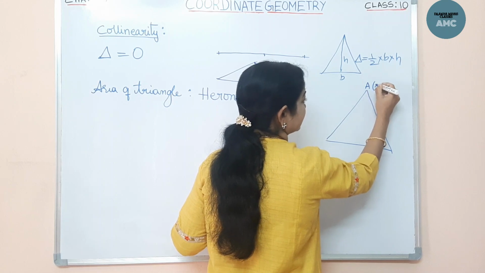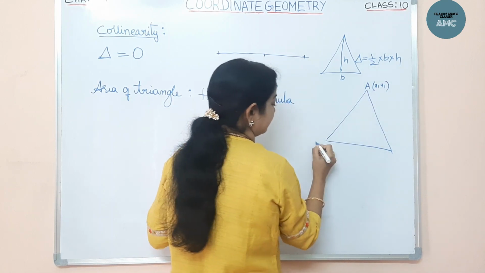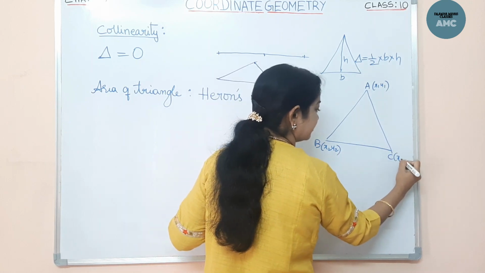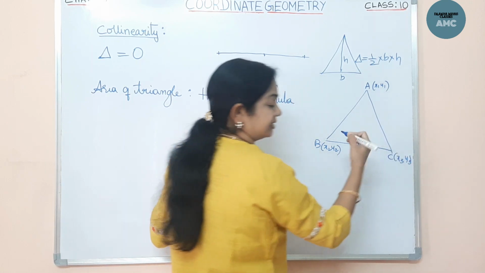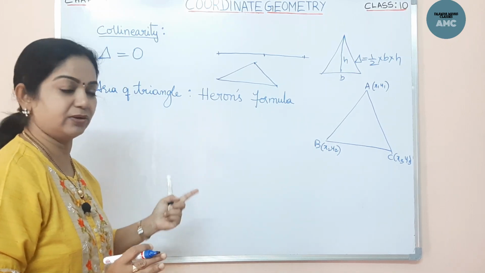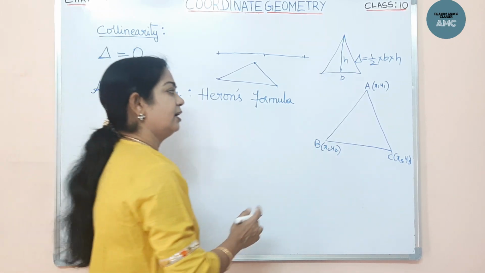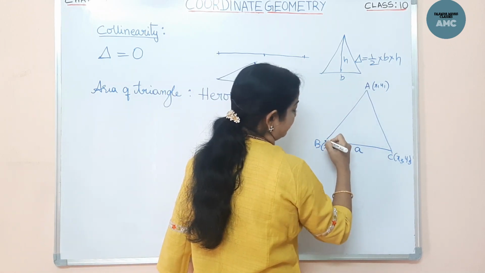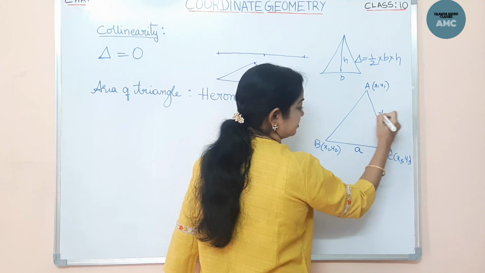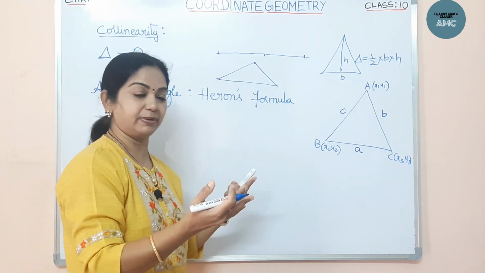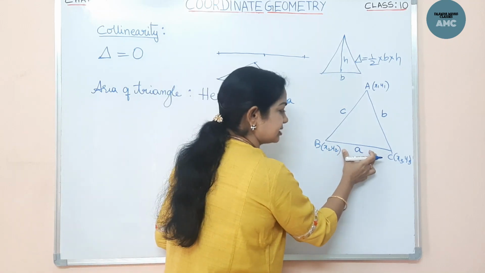when it is having A as x1, y1, B as x2, y2, and C as x3, y3, or just A, B, C. Even if they are not in the coordinate plane, we can use Heron's formula. Now, the side opposite to the A vertex is a, the side opposite to the B vertex is b, and opposite to C is c. Now, how do I get a, b, c from the coordinate plane? This is the distance, isn't it?